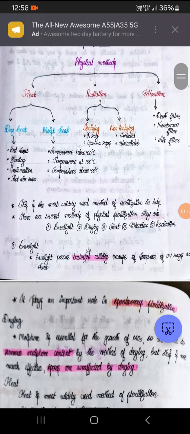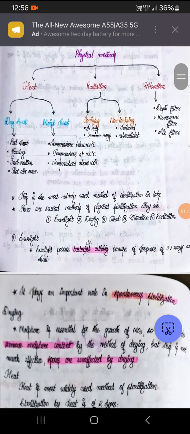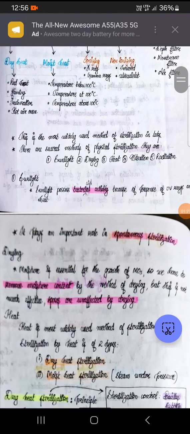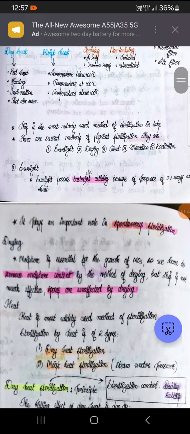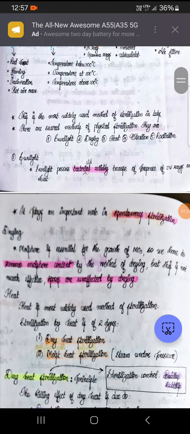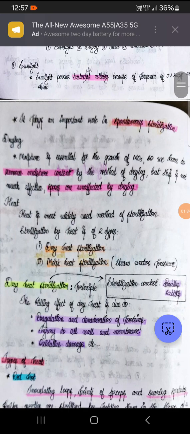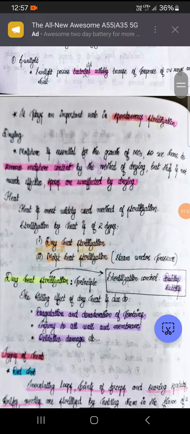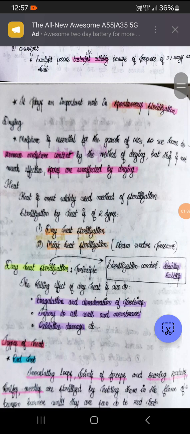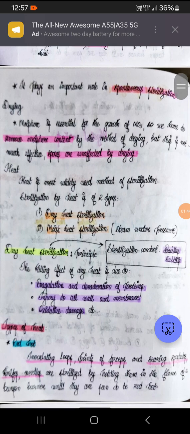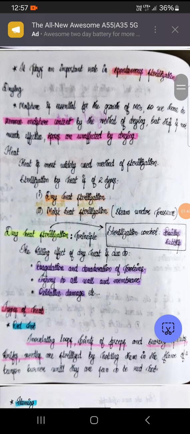There are different methods of physical sterilization. They are sunlight, drying, heat, filtration, radiation, as I have said earlier. Then we are looking into it in detail. First of all, sunlight. Sunlight possesses bactericidal activity because of the presence of UV rays and heat. It plays an important role in spontaneous sterilization. Drying. Moisture is essential for the growth of microorganisms, so we have to remove moisture content by the method of drying, but this is not much effective. Spores are unaffected by drying.